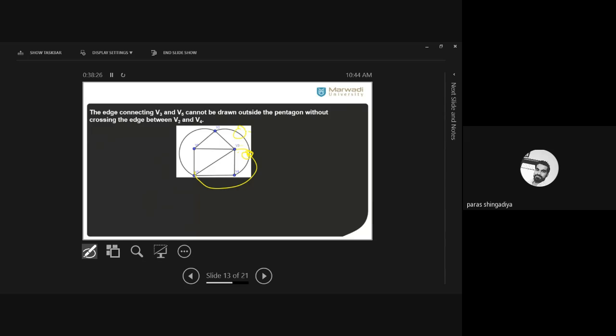This edge is remaining, and if we connect it to the inside, it will be crossed with the inside edge. And if we connect it to the outside, it will be crossed with the outside edge. Clear? So here you have to write the final conclusion.